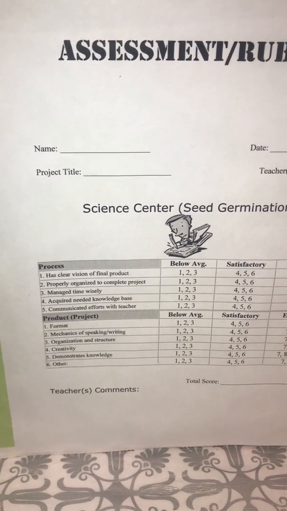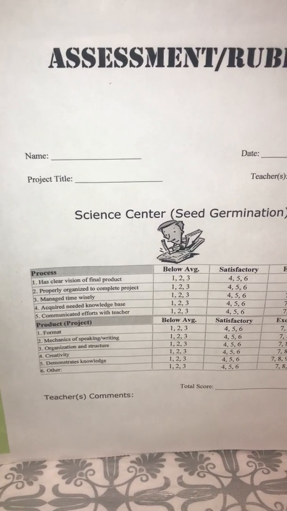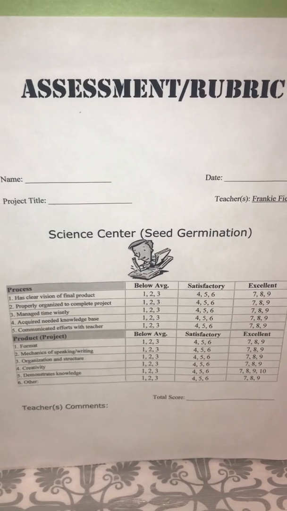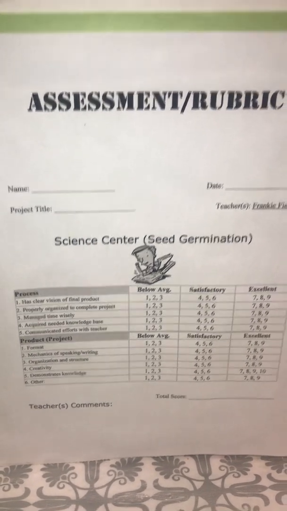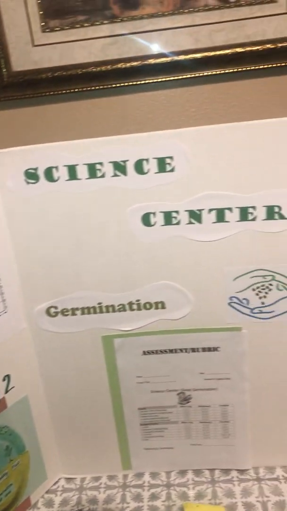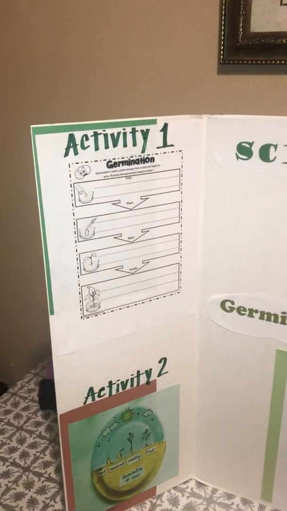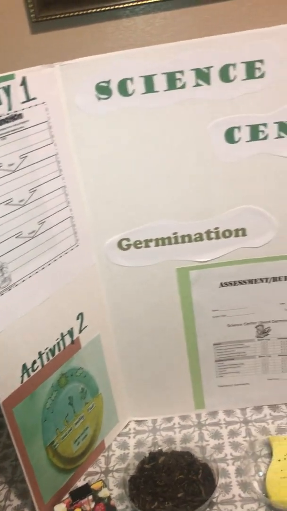We can see 6 categories there. Well, technically 5. The 6th would be another. Again, below average, satisfactory, and excellent. And then I can leave the necessary comments. Again, this is my Science Center regarding the germination process. And here's a breakdown once more of my activities.